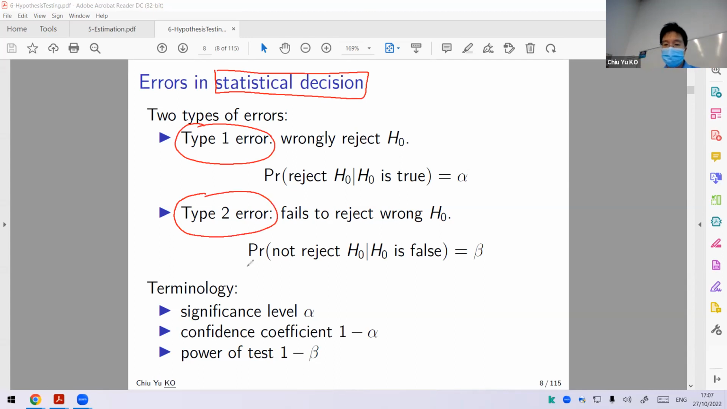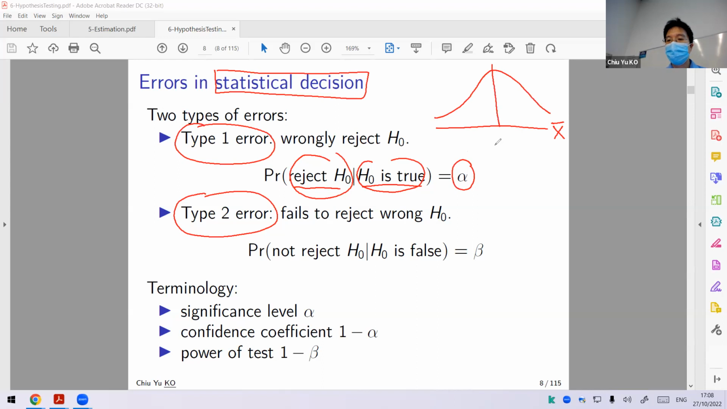The idea is, if you wrongly reject something, that is, if this is true, but you still reject it, that is the type 1 error, and that's alpha. This alpha is indeed the same as what we learned in the last class. Remember, X bar is here, we have a bell curve here, and mu is here. It's similar to what we learned.